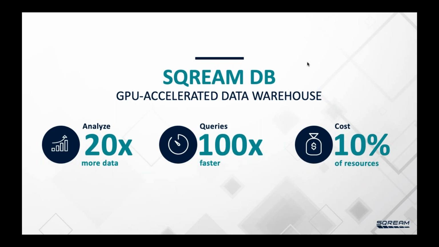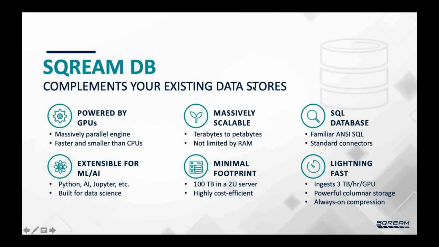do it up to 100 times faster, although we just did a POC where we're at 180% faster. And then typically at 10% of the resources having to do with footprint and administration and power consumption.